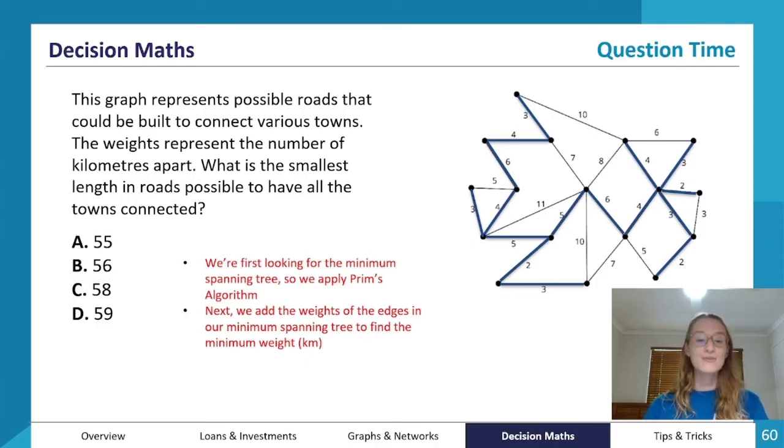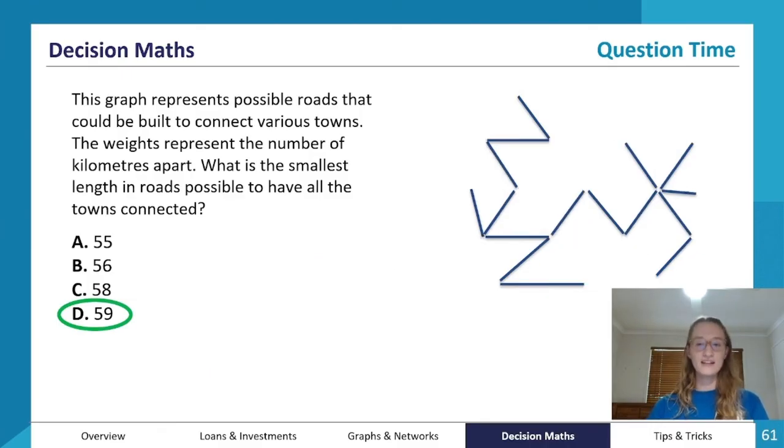So what we do next is we add the weights of the edges in our minimum spanning tree to find the minimum weight in kilometers that's required to connect all the towns. And the answer is 59 kilometers. And if I actually take away the picture from behind our minimum spanning tree, it actually gets even clearer. Like that is so clearly a tree because you can see we have no cycles, no loops, no multiple edges.